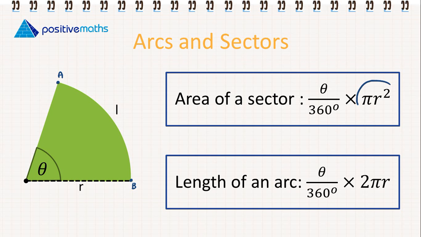What we will notice is that this is the formula that we use to find the area of a circle, and this is the formula that we use to find the length of a circle, or the circumference. So really we're finding a fraction of that area, and the fraction comes from the angle divided by 360 degrees.